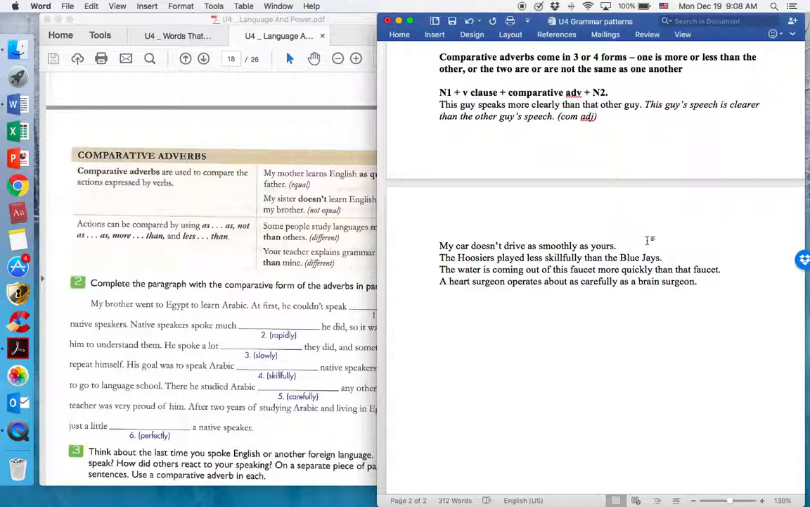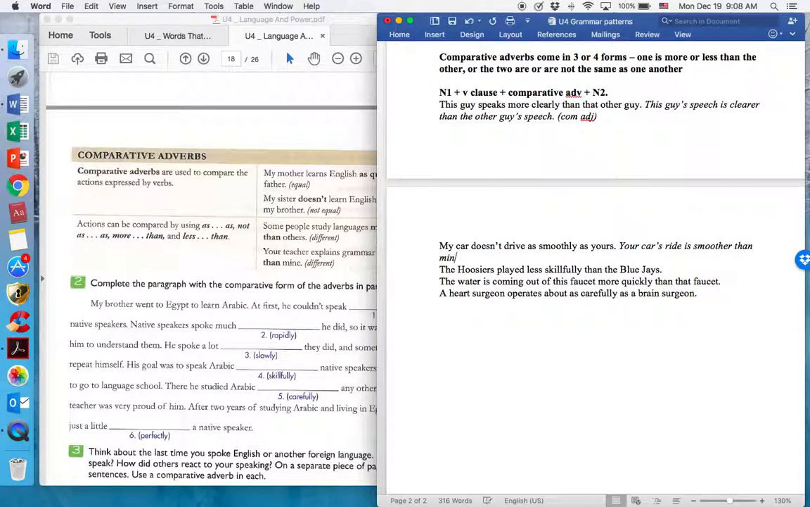My car doesn't drive as smoothly as yours. And so your car's ride is smoother than mine. Right, and that again is the comparative adjective form. My car, here's our noun one, and it doesn't drive, negative, as smoothly as. So here we're comparing two things. We're not saying one is more or less than the other. We're saying they're not the same.